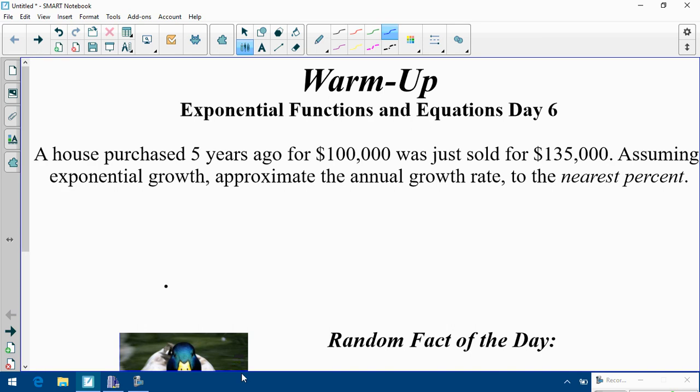So, this should be a little bit of review from what we were doing yesterday. It says a house purchased 5 years ago for $100,000 was just sold for $135,000. Assuming exponential growth, approximate the annual growth rate to the nearest percent. If you want to take a couple minutes to try this, it's using some of those formulas that we did in yesterday's class. This was an old Regents question a couple years ago. If you want to try it on your own first, pause the video, and when you think you've got it, press play, and we'll see how it goes.